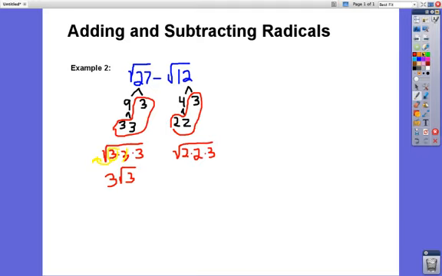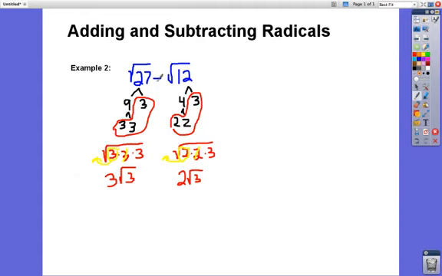So now we do the same exact thing. We look for twins. So we have right here a pair of 2's. So this guy kills off his evil twin and he can leave the castle. So we are now left with 2 square root of 3. So the square root of 27 becomes 3 square root of 3. Square root of 12 becomes 2 square root of 3.